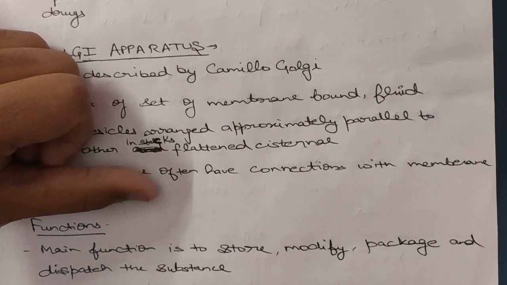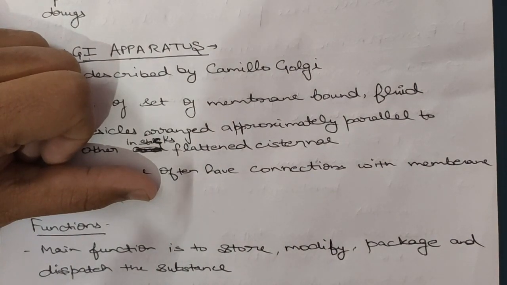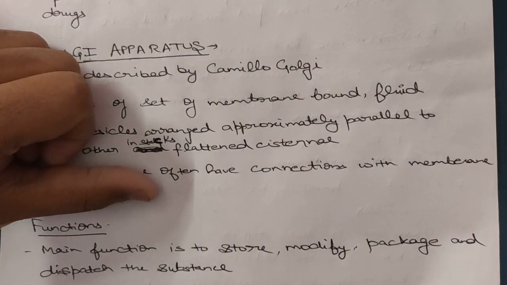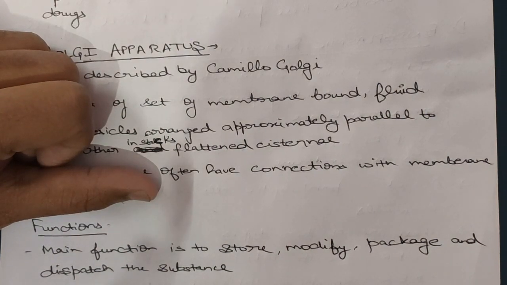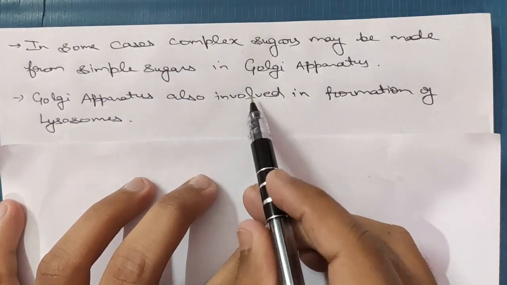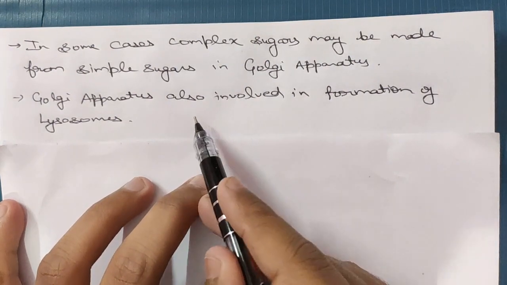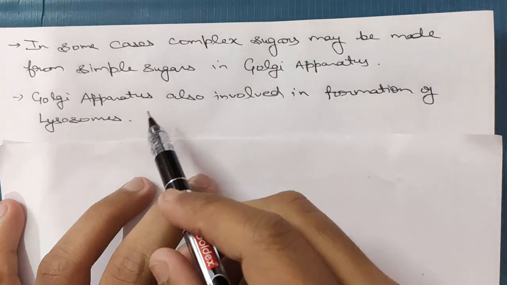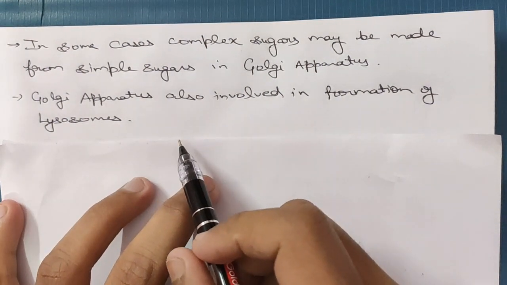Now let's take a look at the functions of the Golgi apparatus. Its main function is to store, modify, package, and dispatch substances. Basically, the materials synthesized near the endoplasmic reticulum are modified, packaged, and dispatched to various targets inside and outside the cell through the Golgi apparatus. The next function is that in some cases complex sugars may be made from simple sugars in the Golgi apparatus. The Golgi apparatus is also involved in the formation of lysosomes, which we will study later under cell organelles. Just remember that here.